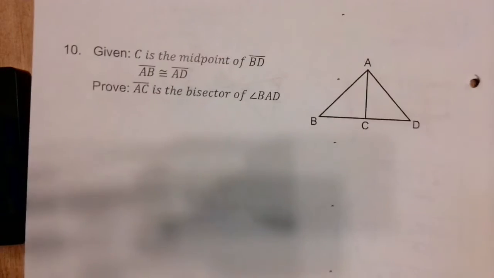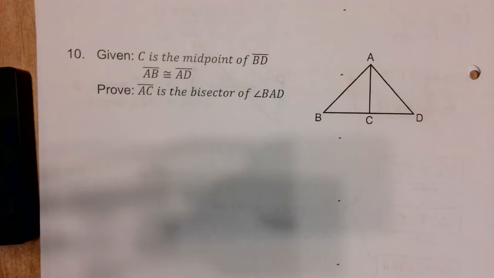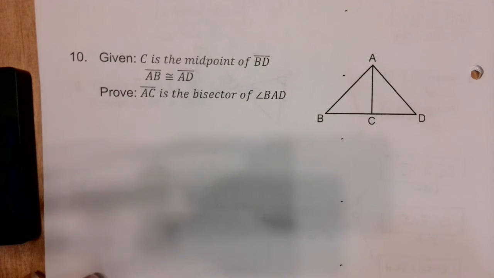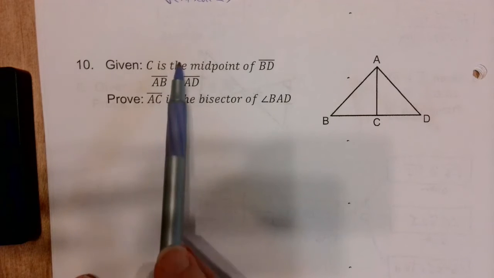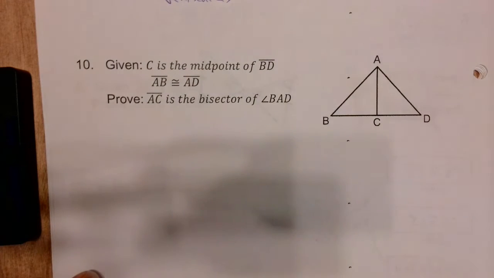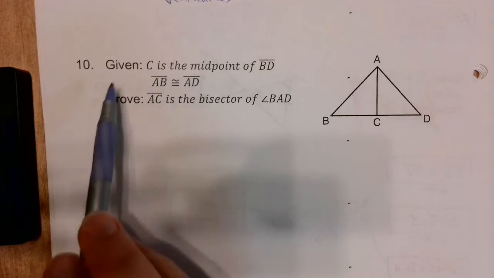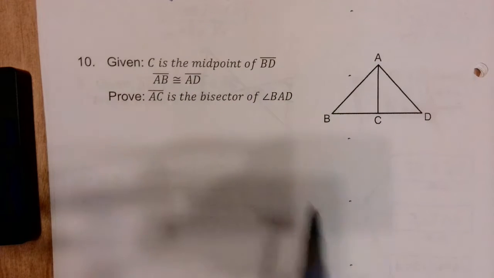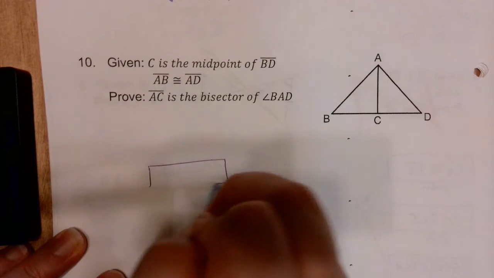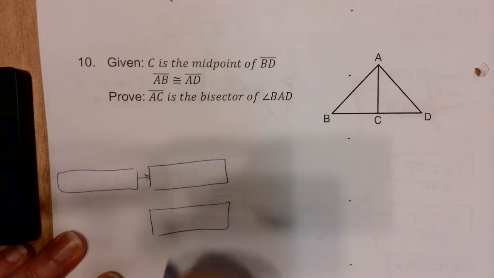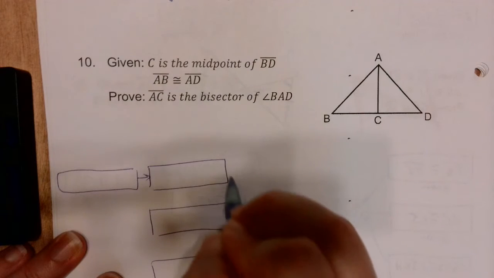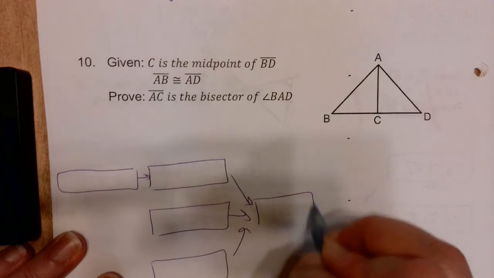Let's try another one. Given C is the midpoint of BD and AB is congruent to AD, prove AC is the bisector of angle BAD. So we would start with our 4 boxes. Are there any boxes out front? Do either of the givens say parallel, midpoint, or bisector? This given says midpoint. So our first row has an extra box out front. And then we have our 4.